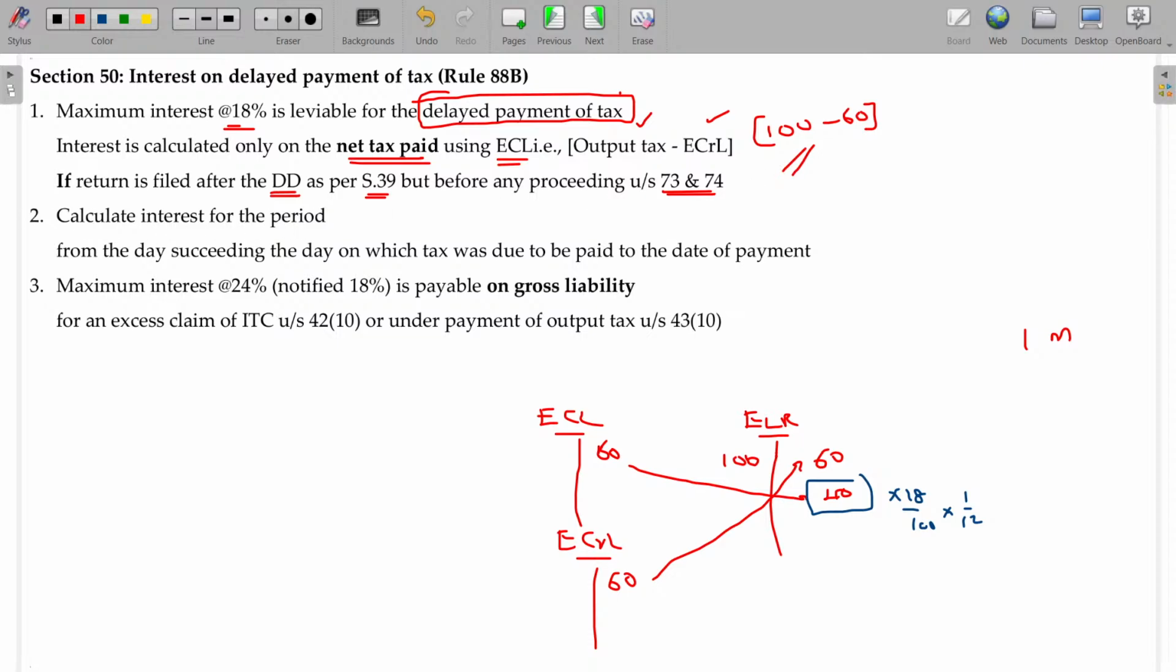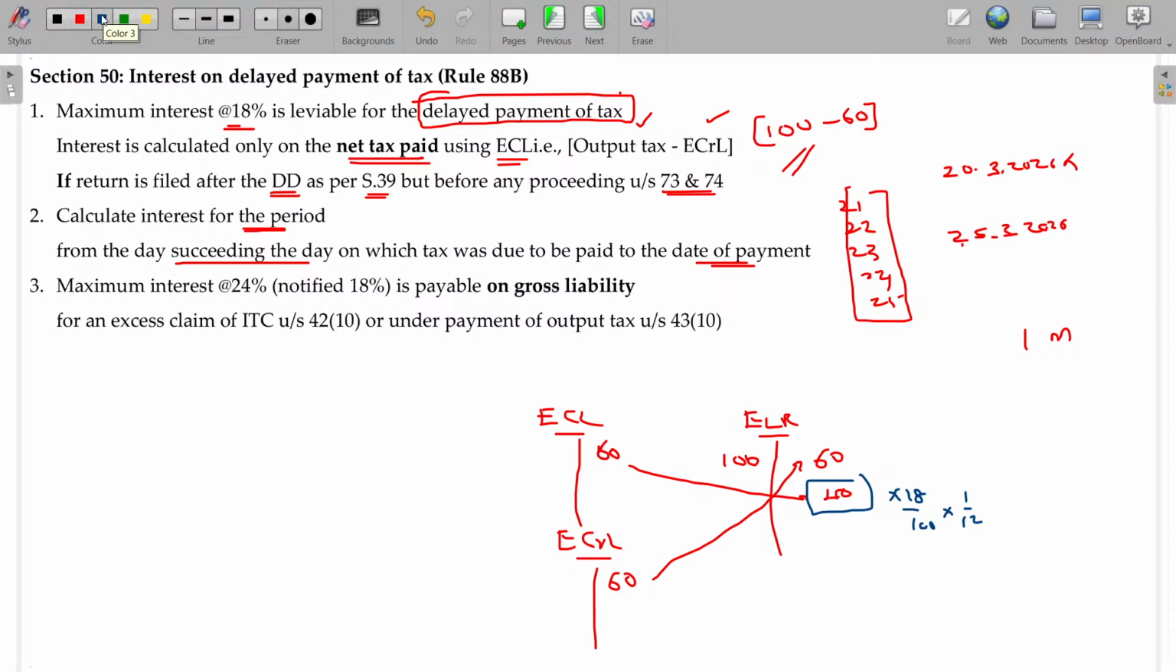How do I calculate the interest for the period, sir? From the day succeeding the day on which tax was due to be paid, to the date of payment. For example, you have to pay on 20th March 2026 but you paid on 25th March 2026. Leave the due date, start with 21, 22, 23, 24, 25, including the date of payment. So 5 days' interest will be payable. Is that clear? Now, next one.